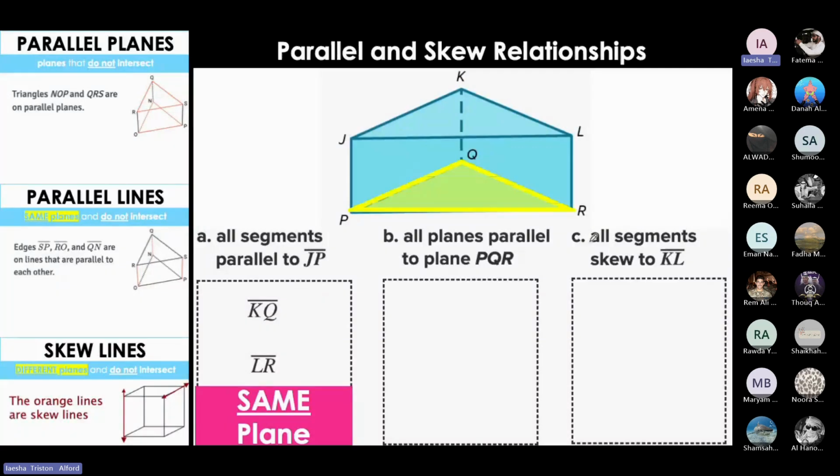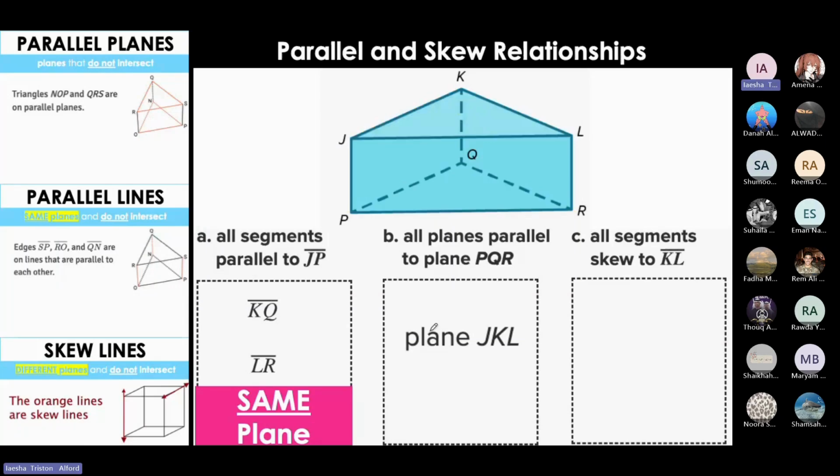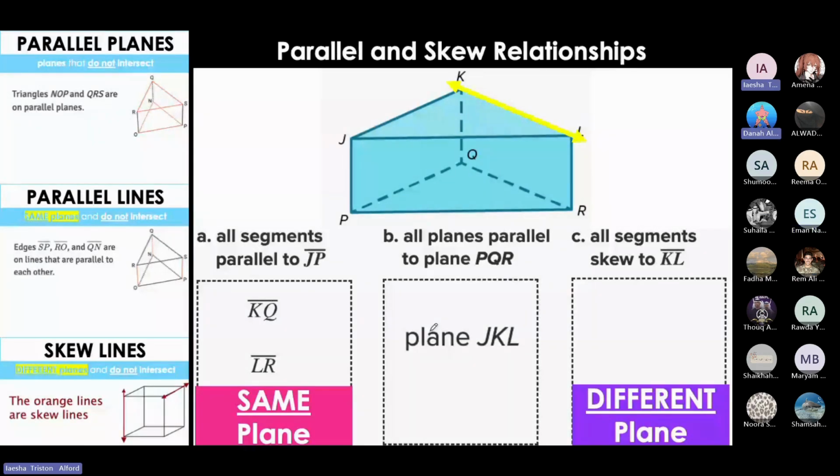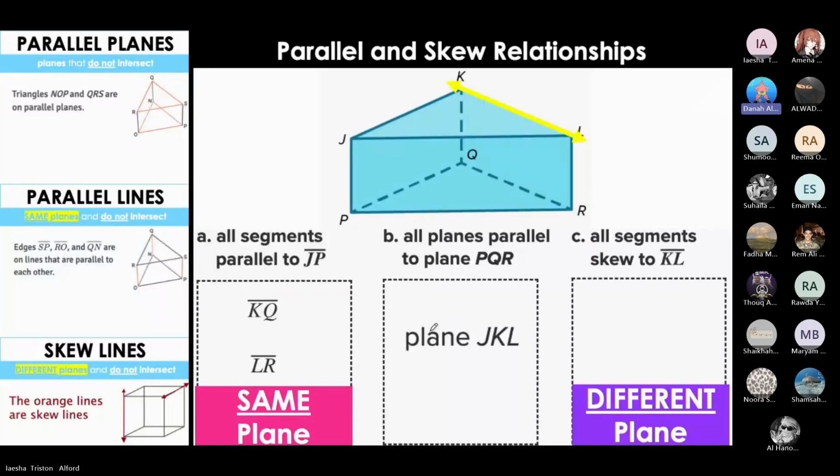For B, we want the parallel plane. JKL. Plane JKL. Remember, in your exam, you need to be careful about putting your lines in the plane, in the angle. You have to say the name correctly, right? So we have sides, we have planes, we have angles. Be clear. What is skew? Skew is a different plane. So what can be skew? JP, PQ, and PR, QR. Fine.